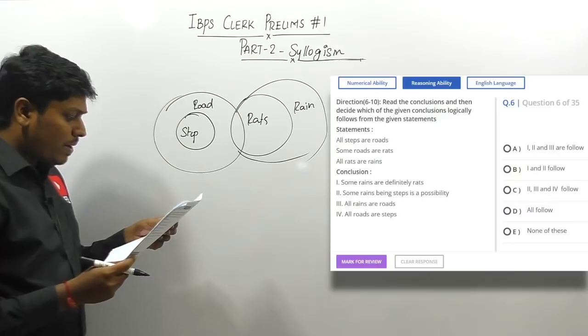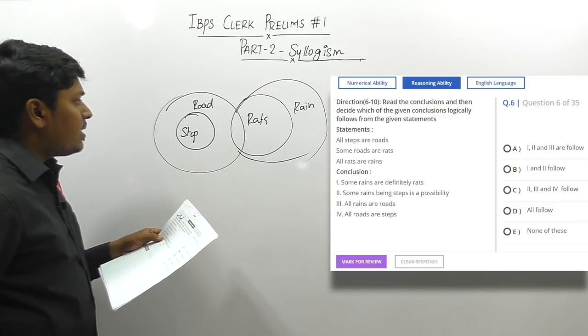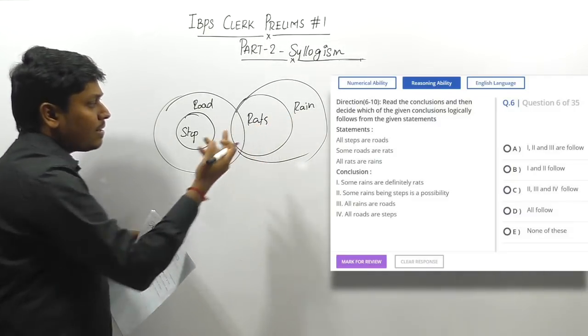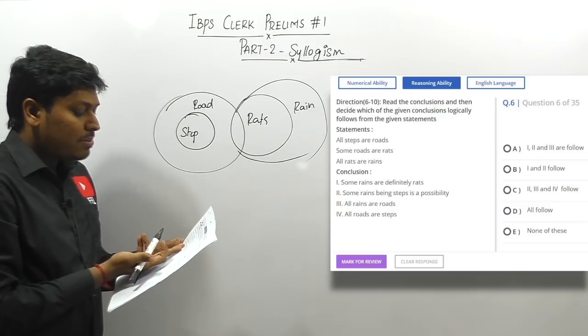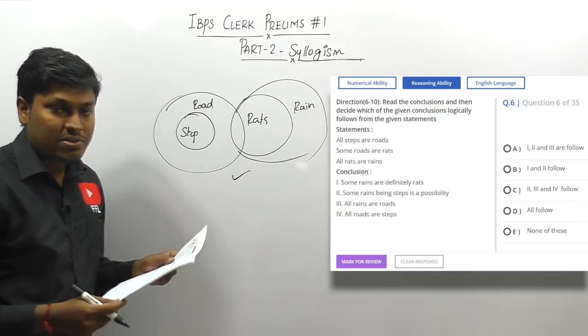So conclusion number 1: some rains are definitely rats. Yeah, it's exactly correct, right? Listen carefully. In this diagram, some rains are rat is true. And here conclusion number 1 says some rains are definitely rats. Yeah, definitely rat. So conclusion number 1 is true.